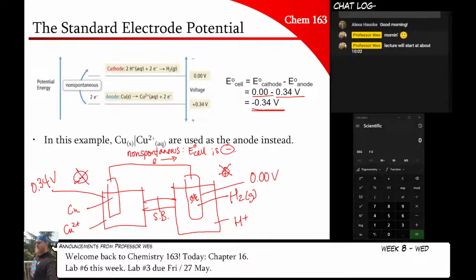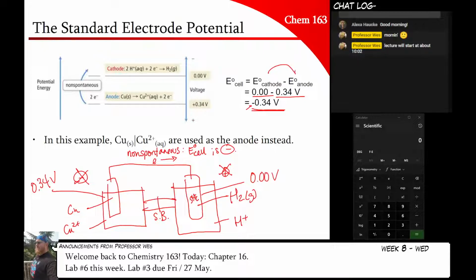As written, this reaction is not spontaneous, and the reason for that is because the E cell we calculated is negative. The reverse reaction would instead be spontaneous, where we flip the cathode and the anode. Remember that when we're calculating E cell, it's all a matter of perspective. What have you assigned as the cathode, and what have you assigned as the anode? That's going to dictate the sign of your answer.